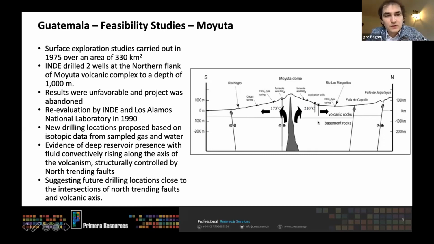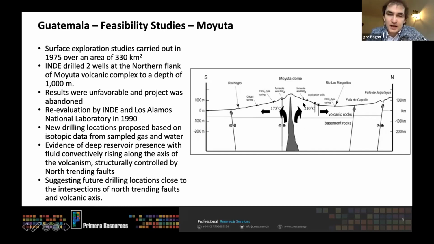So they proposed the new relocations, performed the isotopic data review, review of the samples of the gas and water, and there was evidence of a deep reservoir presence with fluid rising convectively along the axis of the volcano. And structurally, it was controlled by the north trending faults.